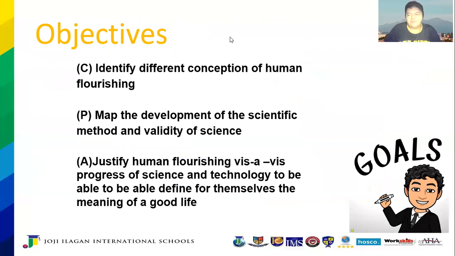Okay, so we've discussed our second module with our objectives: to identify different conceptions of human flourishing, map the development of the scientific method and the validity of science, and justify human flourishing vis-a-vis progress of science and technology, to be able to define for themselves the meaning of the good life. I will be discussing the good life in the next module next week. What is the good life?